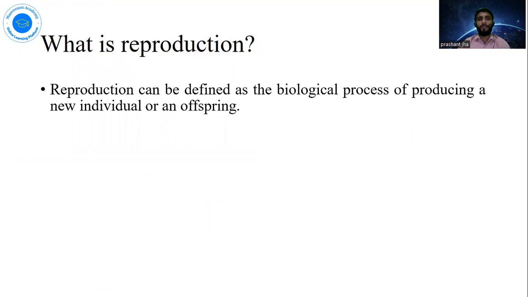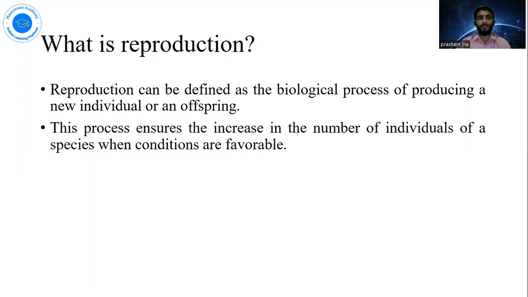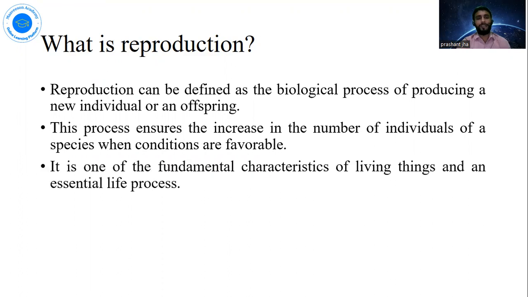So first, what is reproduction? It is a biological process of producing a new individual or an offspring. This process ensures the increase in the number of individuals of the species when conditions are favorable. It is one of the fundamental characteristics of living things and an essential life process.